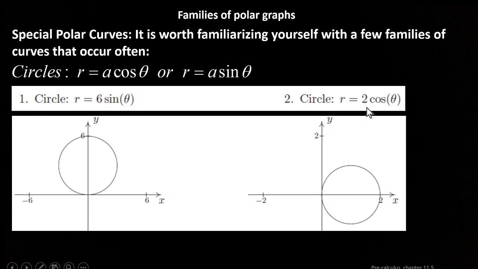And if it's a sine, it is on the y-axis, so the diameter is 6, and the center is half of that. The one I was pointing at is this one because this cosine is on the x-axis. So if this is negative 2 cosine, then it would be over here. If this is negative 6 sine, it would be over here. All right, so these are called circles.